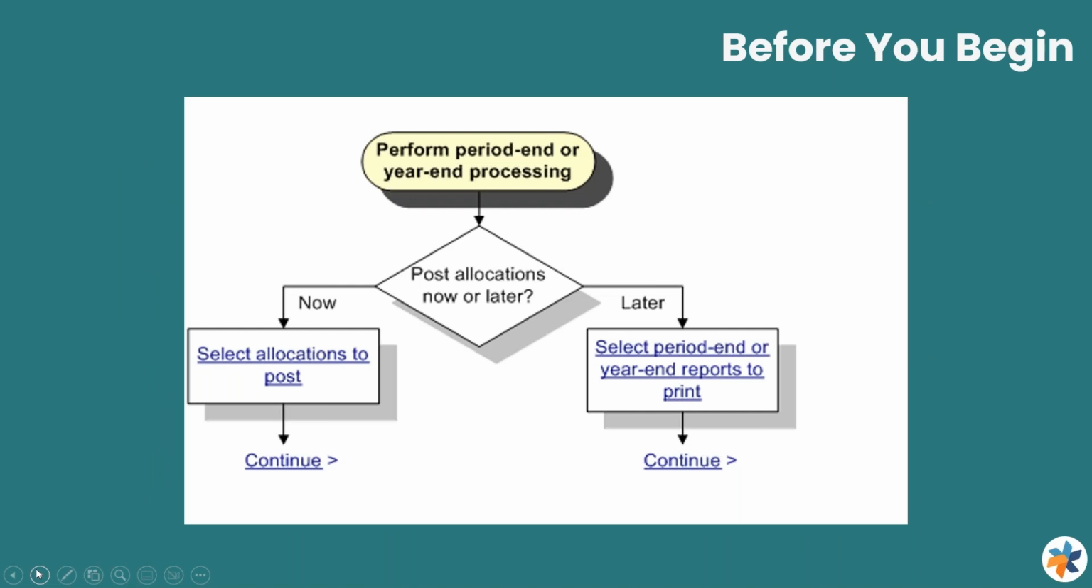Before you begin to perform the period-end or year-end processing, you want to know if you are going to need to make any allocations now or later. This is a diagram that will show you if you do it now or if you do it later. It's one of those things of making sure that you have every transaction posted into the system prior to closing out for the year.